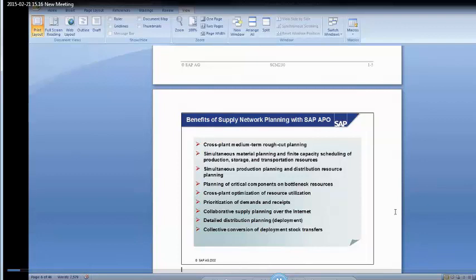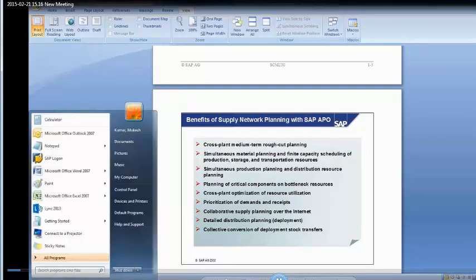SNP is called cross-plant medium-term rough-cut planning.